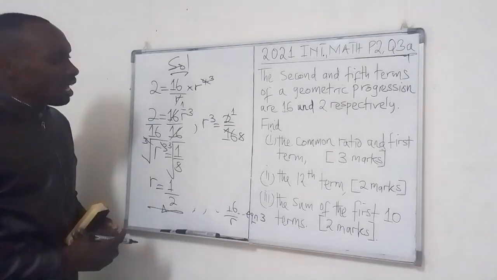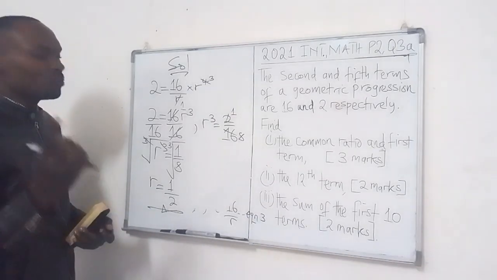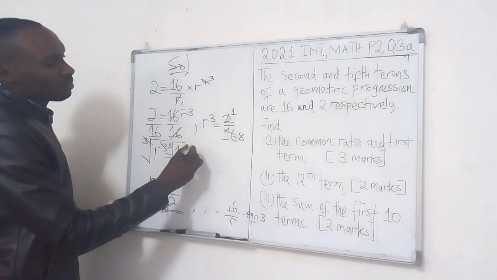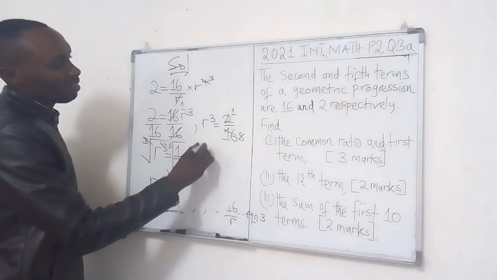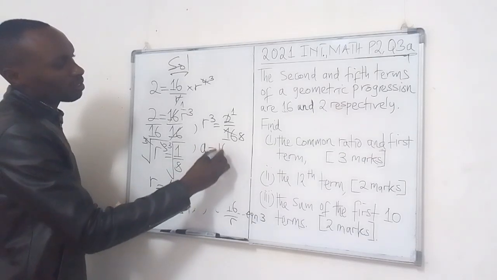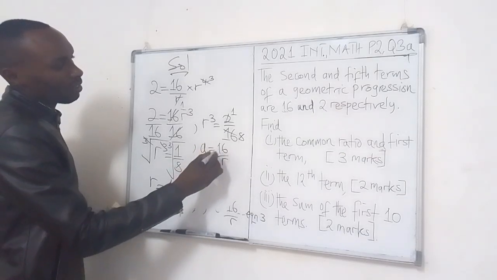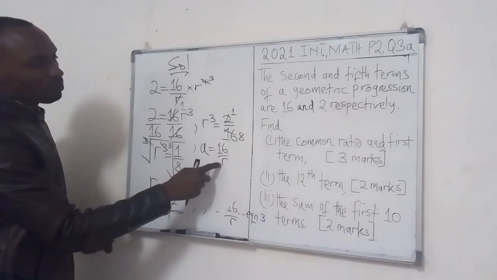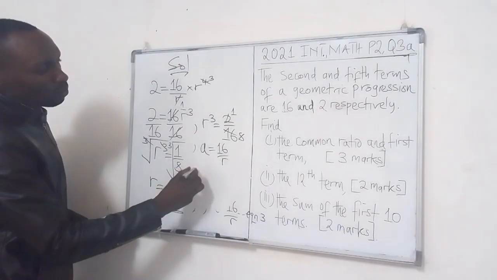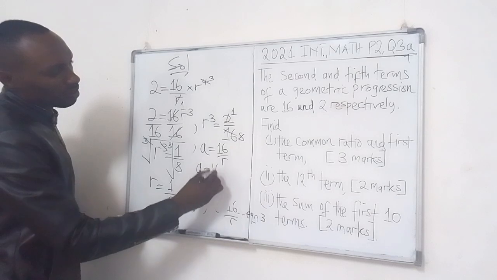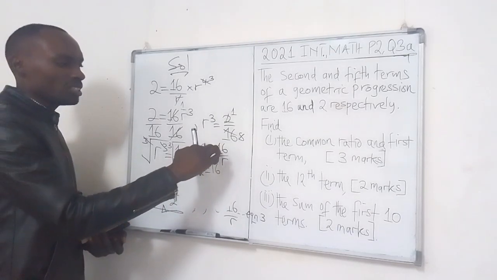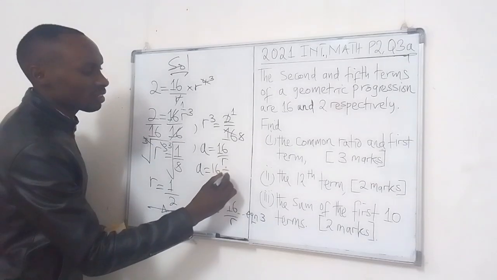Since we've gotten r, we can now get a from equation 3. Remember, equation 3 was a equal to 16 over r. So on r, we're going to put 1 over 2. So this is going to be a equal to 16, where r is dividing into 16. So 16 divided by r can also be written like this.